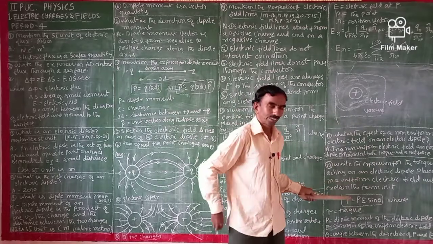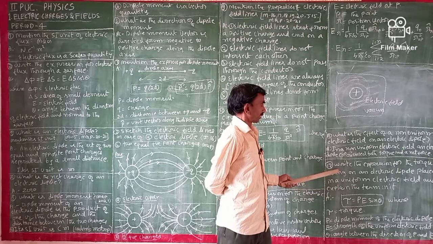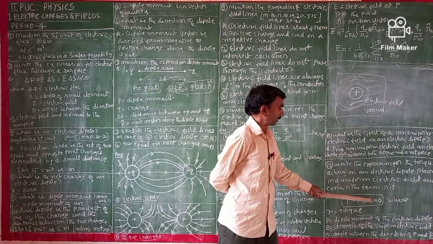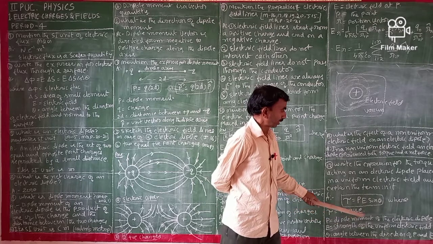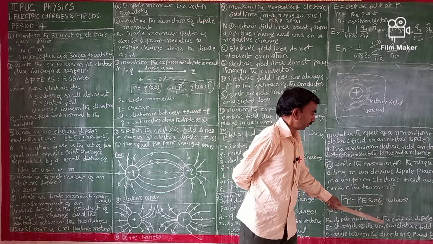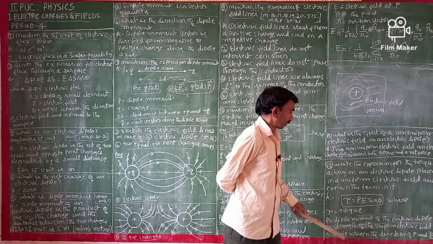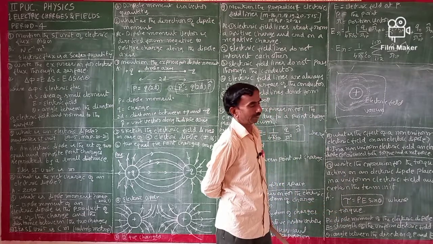It comes in magnetism and matter. So for this question, this is only the expression. So tau is equal to P E sin theta, where tau is equal to torque, P is equal to dipole moment of the electric dipole, E is equal to strength of the uniform electric field, and theta is equal to angle between the direction of P and E. So that is the question you have to do.